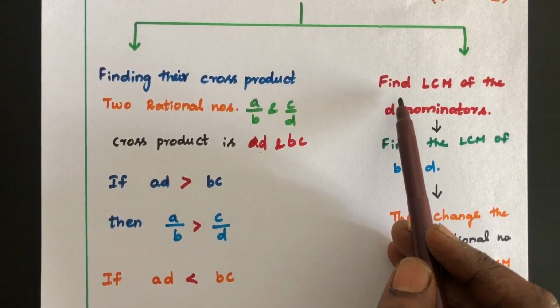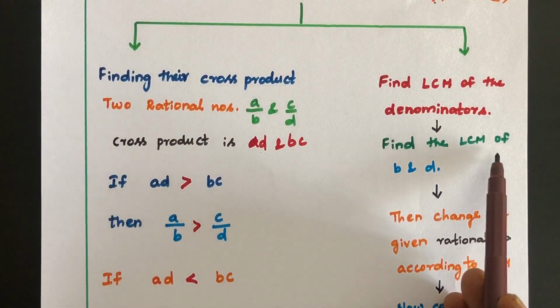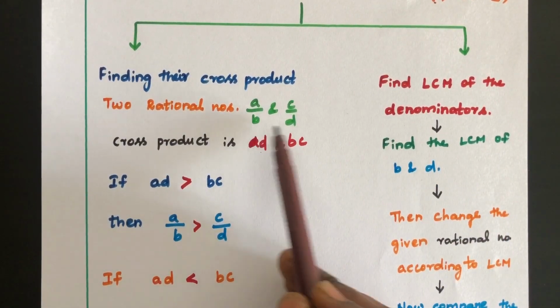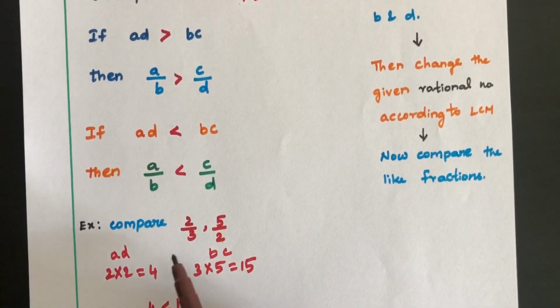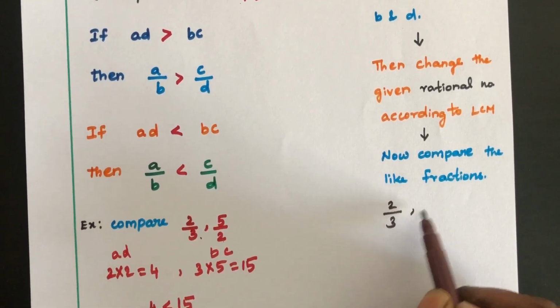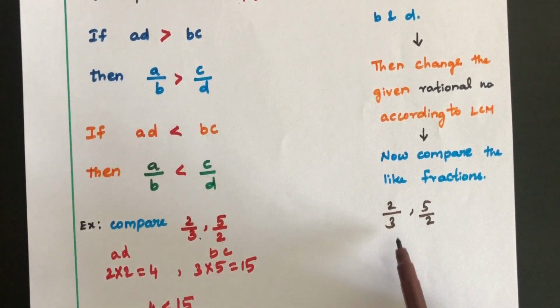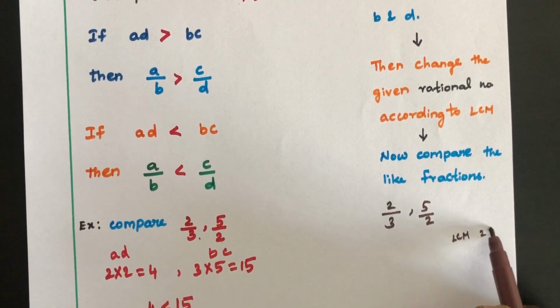Now we will compare the rational numbers using the LCM of the denominators. First, find the LCM of the denominators alone, B and D. Then change the given rational numbers according to the LCM. Now compare the like fractions. That's all. Easy. We will do it. See here, 2 by 3. Same thing I am going to take. 2 by 3 and 5 by 2. So we are going to find the LCM for 2 and 3.